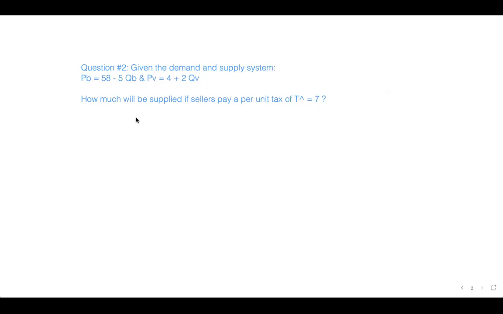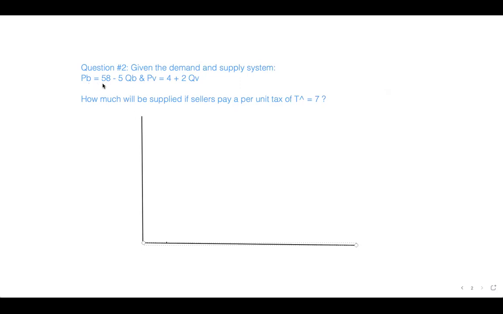So let's go ahead and walk through it, Wombly. Our first step is we want to graph it, right? So do you want to tell me how I'm going to begin graphing this like I did with the other one? I would put the supply curve, which would be the 58 minus 5QB, and then the demand, the 4 plus 2QB.